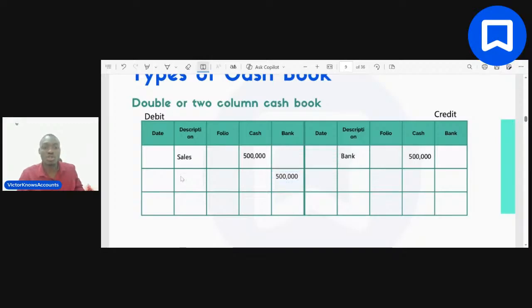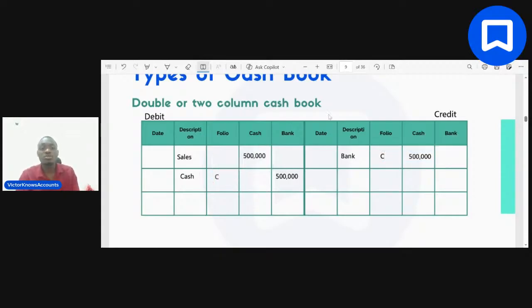Then under your description, if you want to ask where the money is coming from, the money is coming from your cash purse, from your cash till. So you just write cash. Is that fine? Now, to show that this particular transaction is actually a contra entry, there is something that is used to show that, and that is called folio. So you come under your folio and you write C in front of the two transactions. You come here too and you write C.